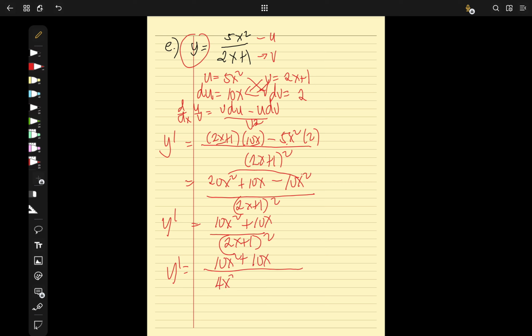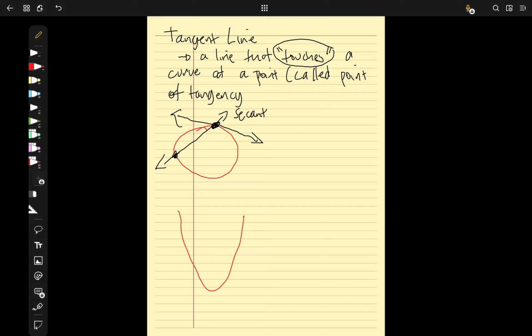So for example, I can draw another tangent line here. Another tangent line, and this is your point of tangency. I can draw another tangent line, and this is also called the point of tangency. So suppose I have here this point. I can draw a tangent line.